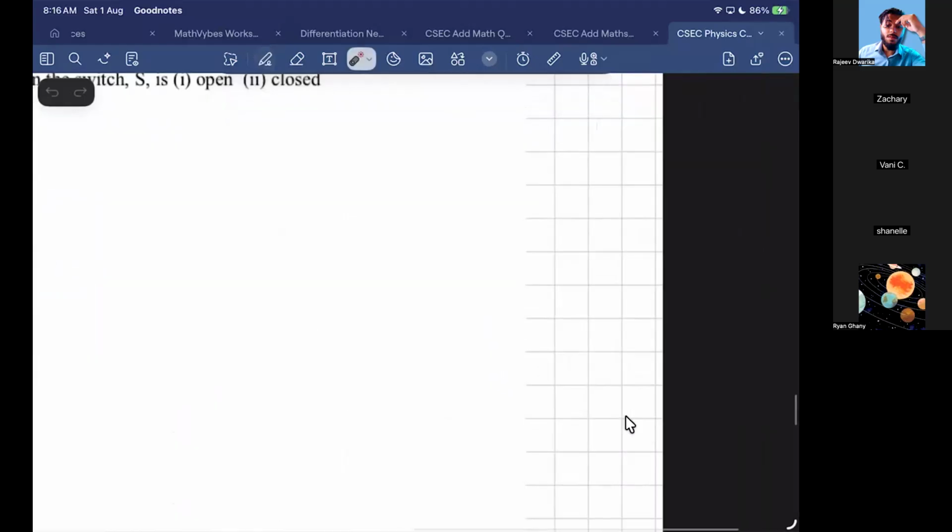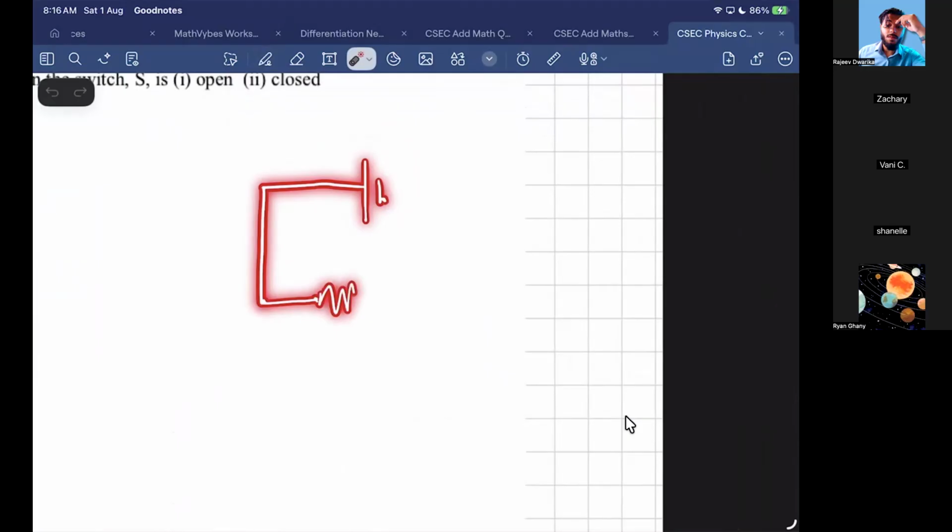So Chanel, first of all, what do you call this symbol over here? What is this called? A battery. Yes, a DC battery. Well, all batteries are DC. And what is this squiggly line here? That's the resistor. Yes, yeah.